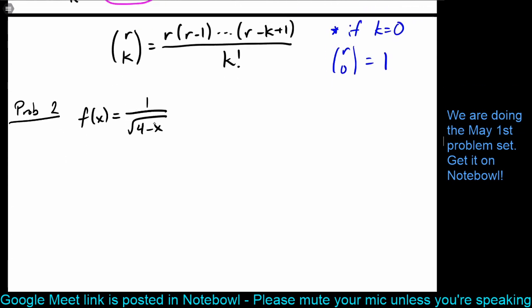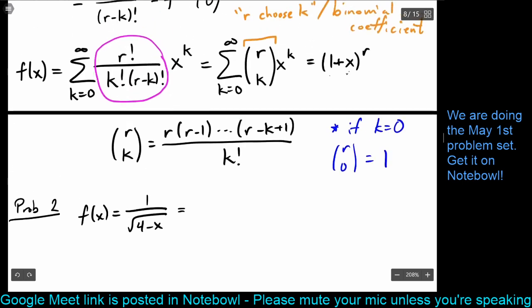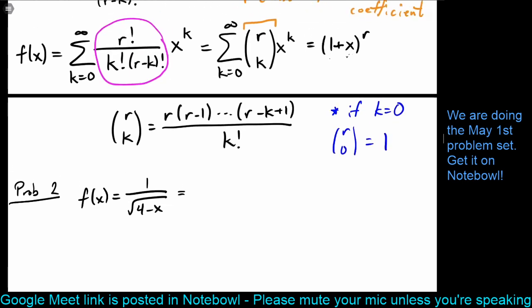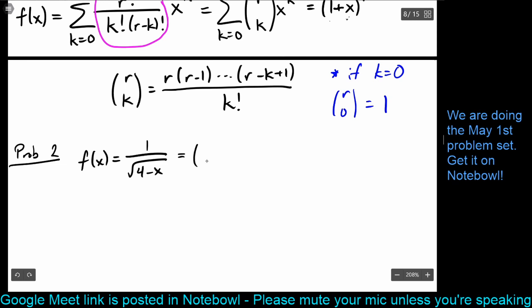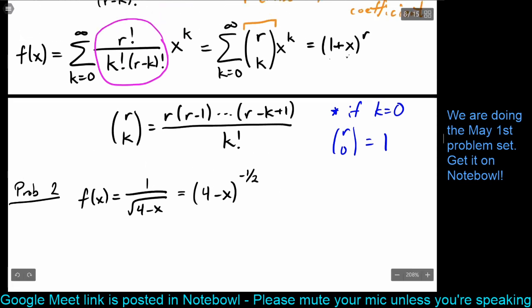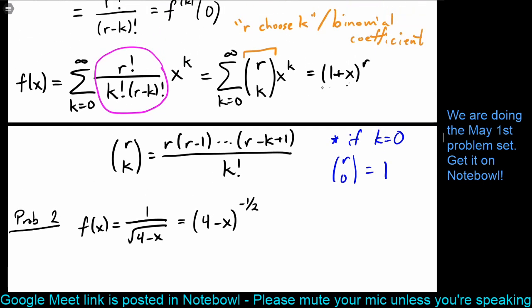All right, so we want to express this as a 1 plus x to the r. So first things first, write it as 4 minus x to the negative 1/2. And I'll give you a second to think about what we need to manipulate here in order to be able to use this. So I'll let you try that out for a second.